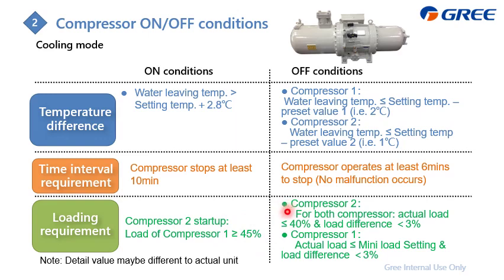And then for the stop condition, for this compressor 2, when both compressors' actual load is less than 40%, we can turn off the number 2 compressor. And for the whole system to stop, when we detect the actual load is less than the minimum load setting, like 10%, then we can stop the chiller completely.